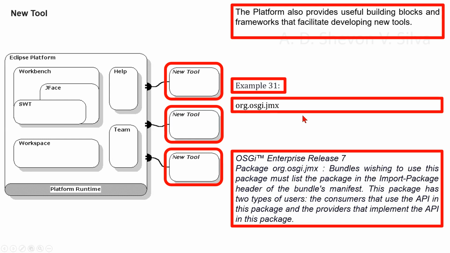Now we are considering OSGi Enterprise Release 7. The package org.osgi.jmx. Bundles wishing to use this package must list the package in the Import-Package header of the bundle's manifest. This package has two types of users: the consumers that use the API in this package and the providers that implement the API in this package. This is OSGi JMX package version 1.1.